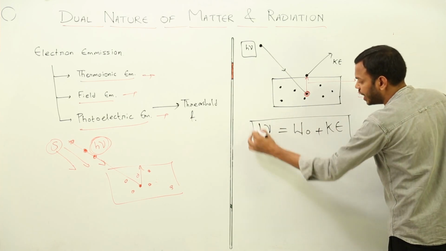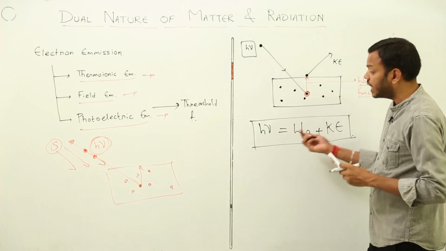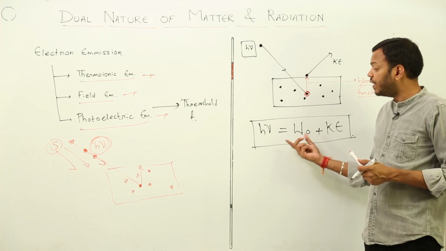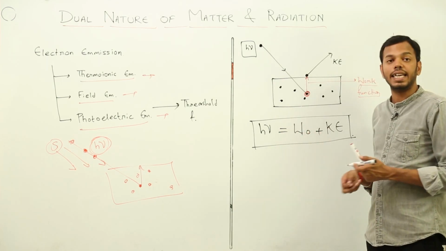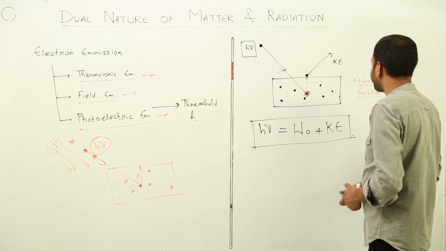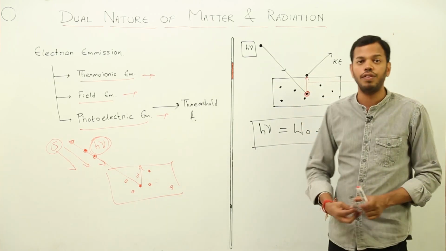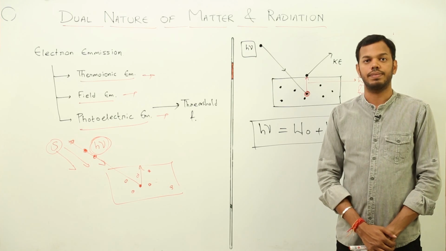This is the major equation in this chapter, and we are going to study this equation again and again in different ways. We are going to change work function and kinetic energy in coming sessions. So this is the basic of photoelectric emission.